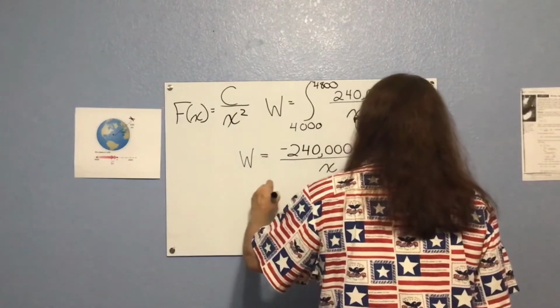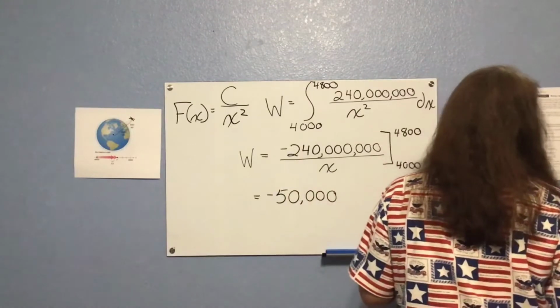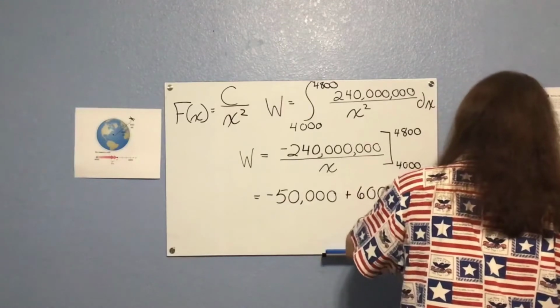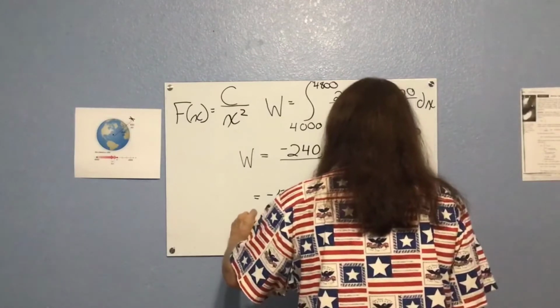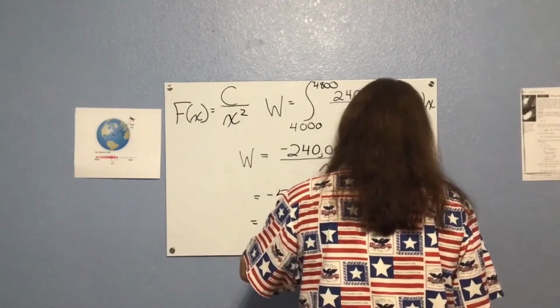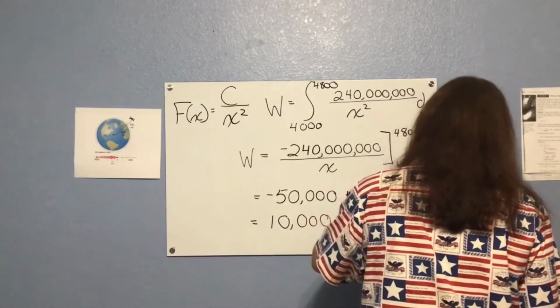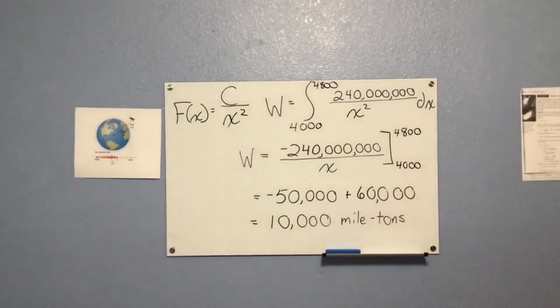So I end up with negative 50,000 plus 60,000. So 10,000 mile tons. Okay, we've mixed our units up a little bit here because normally we don't use metric tons and miles together. But since that's what we were given, we'll use that and get mile tons.